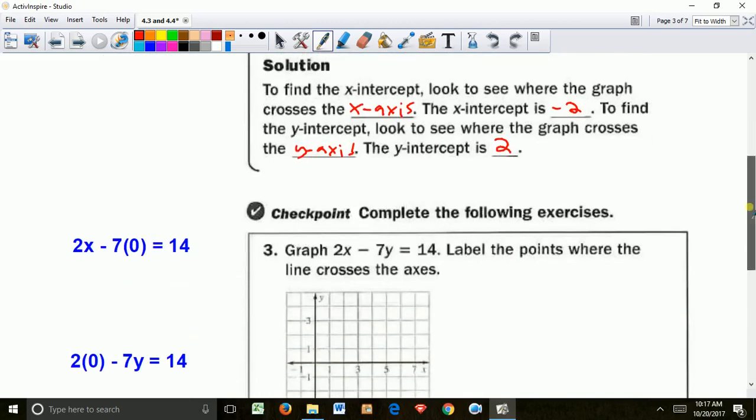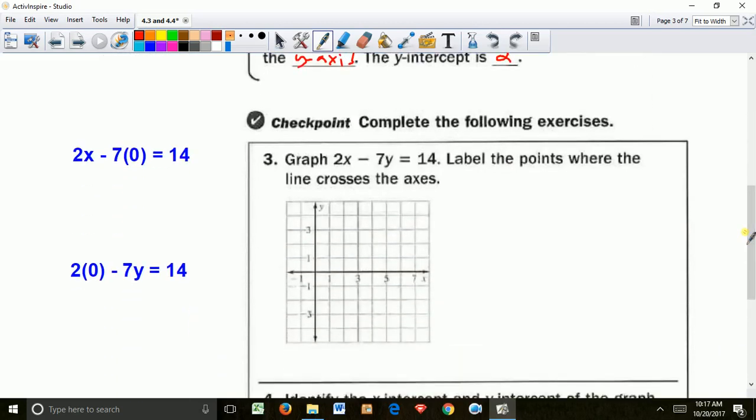Moving to the checkpoints. Here they want us to graph 2x minus 7y equals 14, and then label the points where the line crosses the axes. Let's find the x-intercept first. The x-intercept is at y equals 0, solve for x. To get x by itself, divide both sides by 2, the value of x is 7. So now we have the point (7, 0) on the graph.